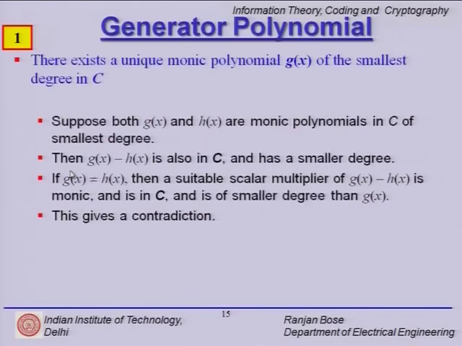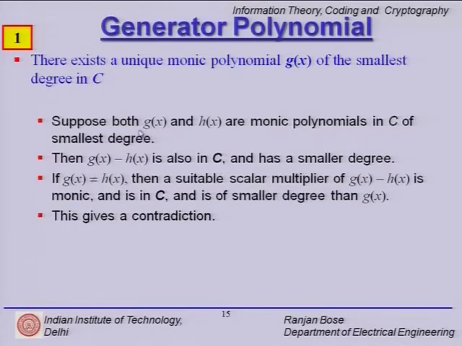So, number 1 says that there exists a unique monic polynomial g of x of the smallest degree in C. To prove or disprove this, suppose both g of x and h of x are monic polynomials in C of the smallest degree. Either this is true, or g of x and h of x have been able to find one more candidate, and then it will no longer be unique. Then g of x minus h of x is also in C.